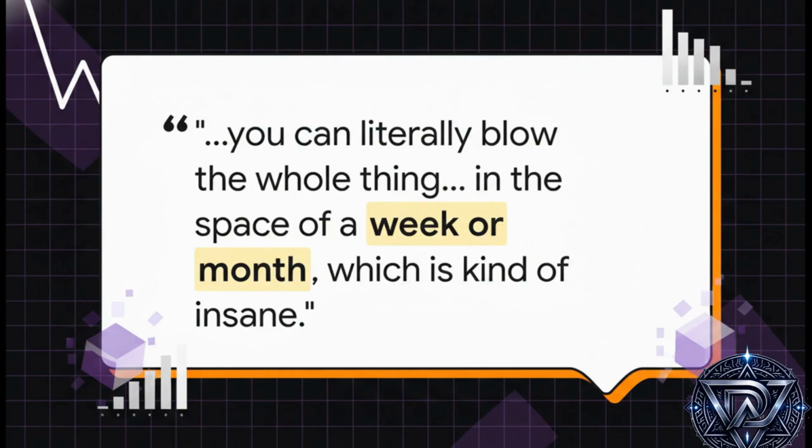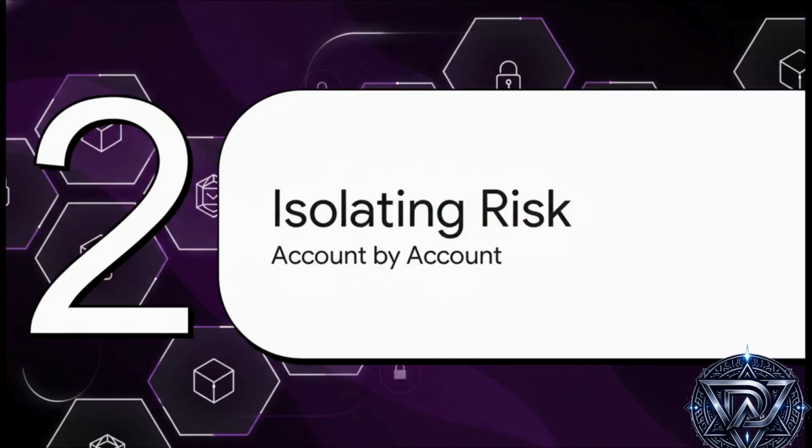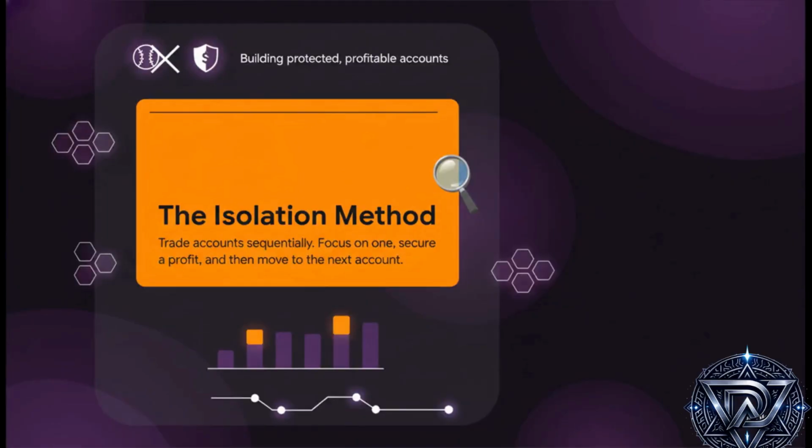What's the professional alternative? Okay, this brings us to a much smarter and safer way to do things. Instead of linking everything together in one big risky chain, the pros focus on isolating their risk. They treat each account like its own little island. And here's the core idea, the isolation method. This is a total shift in how you think about your accounts. You're not trying to hit a grand slam across your entire portfolio at once. No. Instead, you're patiently building a stack of protected, profitable accounts one by one. It's methodical, it's patient, and most importantly, it's built for survival.